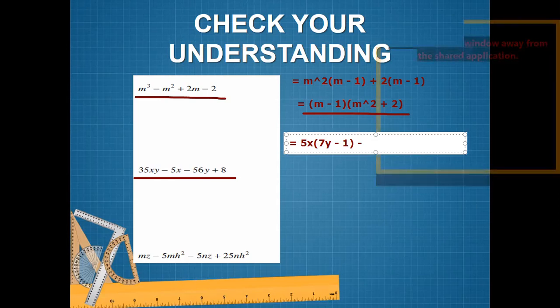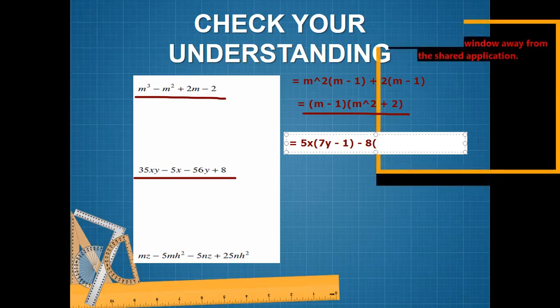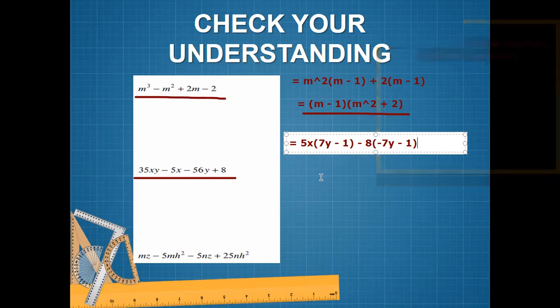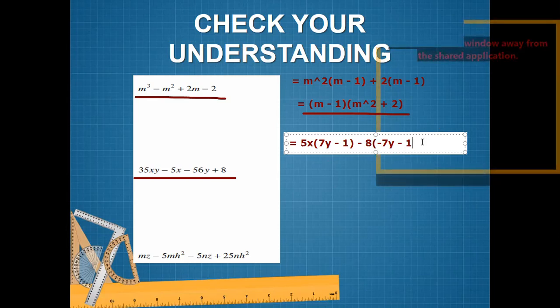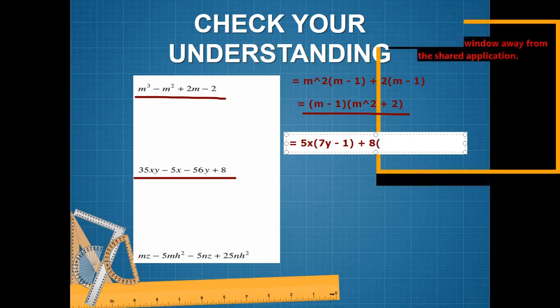Then for 56y and 8, of course, that's 8 multiplied by negative 7y plus 1, or minus 1. However, we can also say that this is positive 8 multiplied by negative 7y, then positive 1.